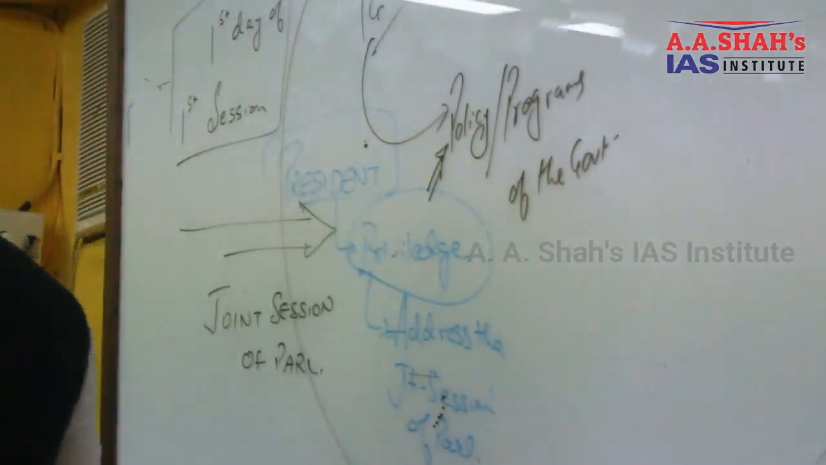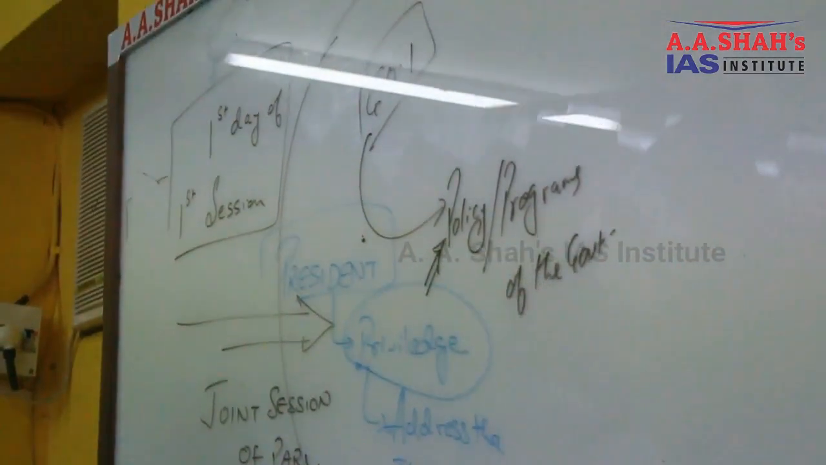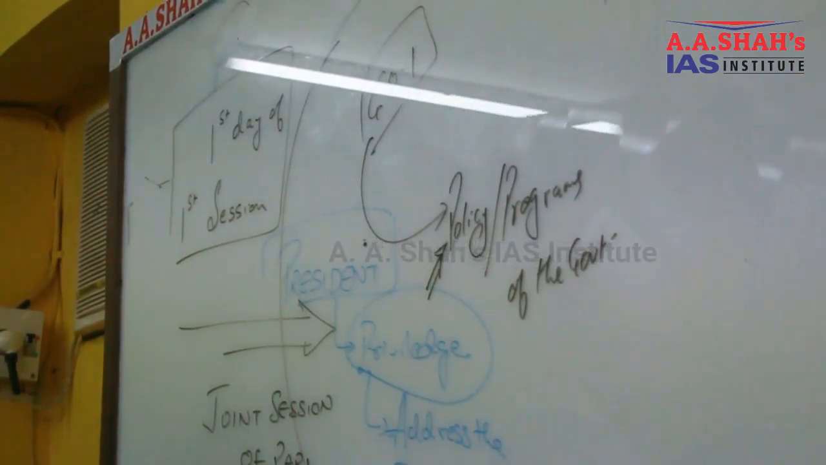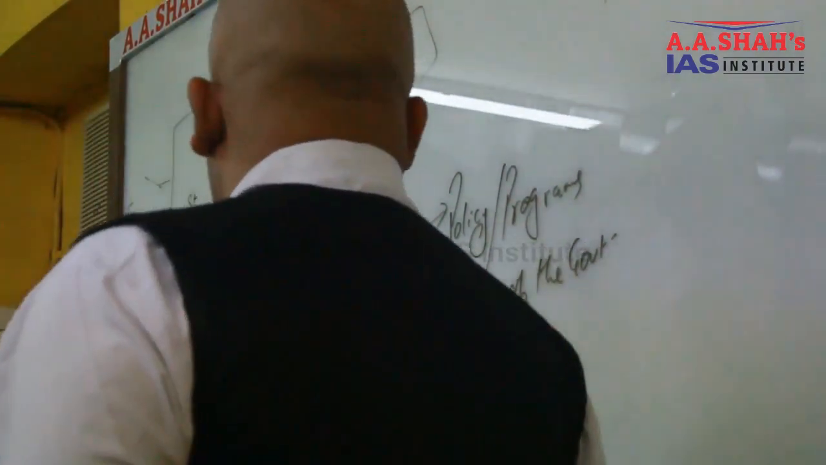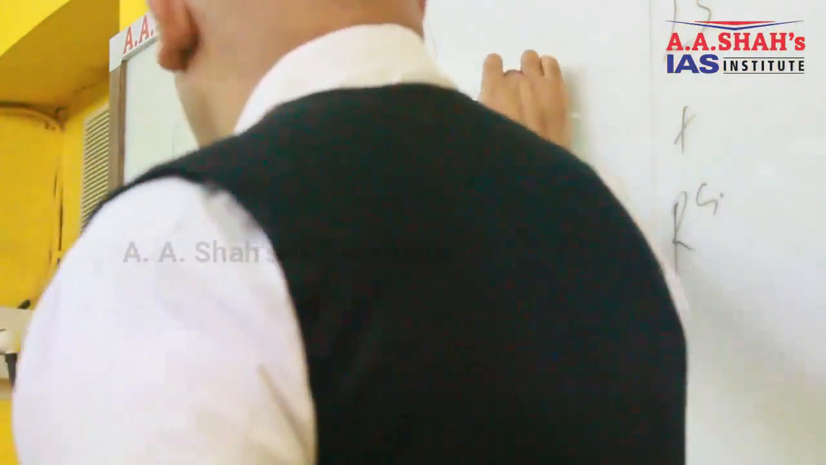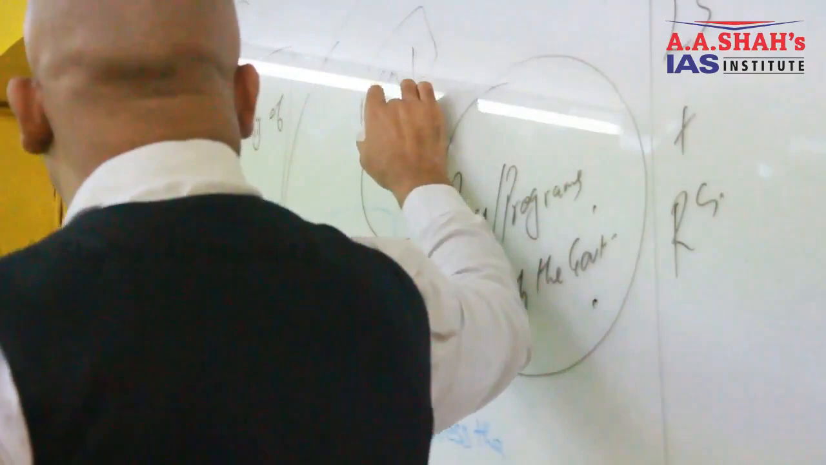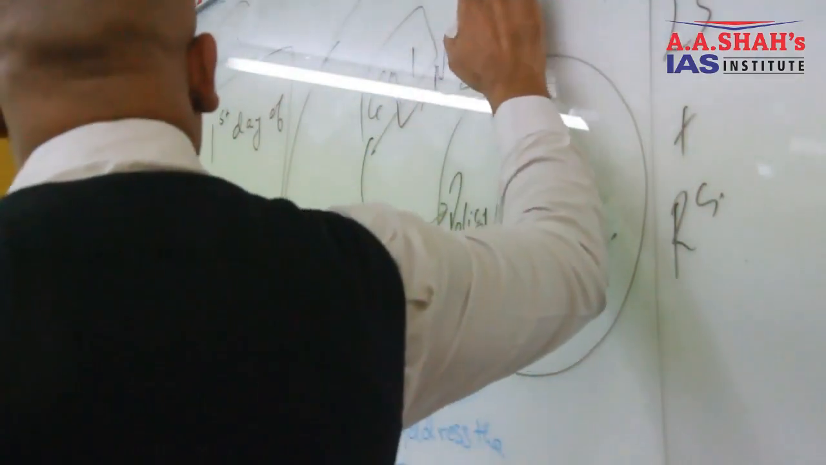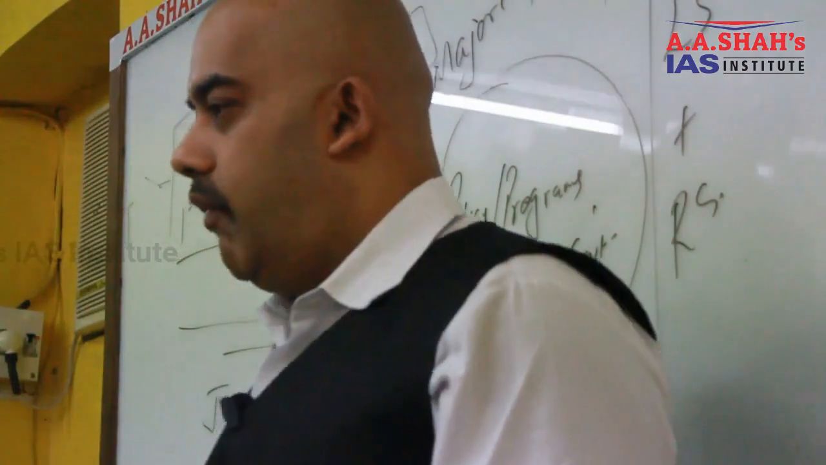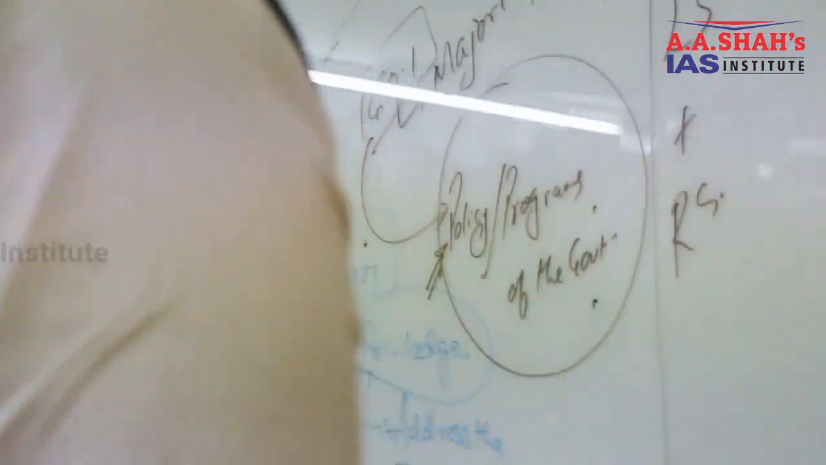Yes or no? Right? Now, who is the government in the parliament? The one who has the majority. Yes or no? So who is sitting over here? Both Lok Sabha and Rajya Sabha. What is he saying? The policy and the programs of the government. Who is the government? The one who has the majority. Are we clear on this part? So once the president says whatever he wanted to say, he has actually said what the government wanted him to say. Yes or no?